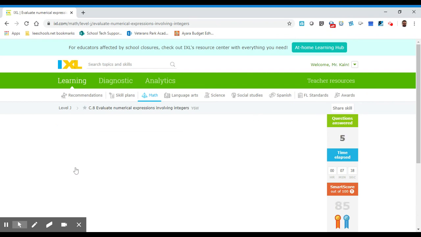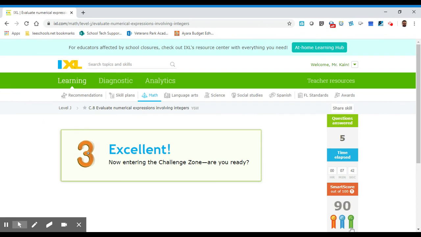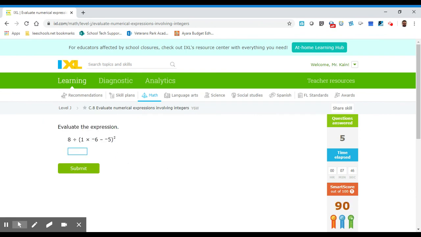Okay, and let's submit. And let's jump up one more time. Let's see if we're hitting the 90 smart score. Okay, so here we are, the 90 smart score. Let's see what we're dealing with. So now they throw in the exponents. So let's go through our process.